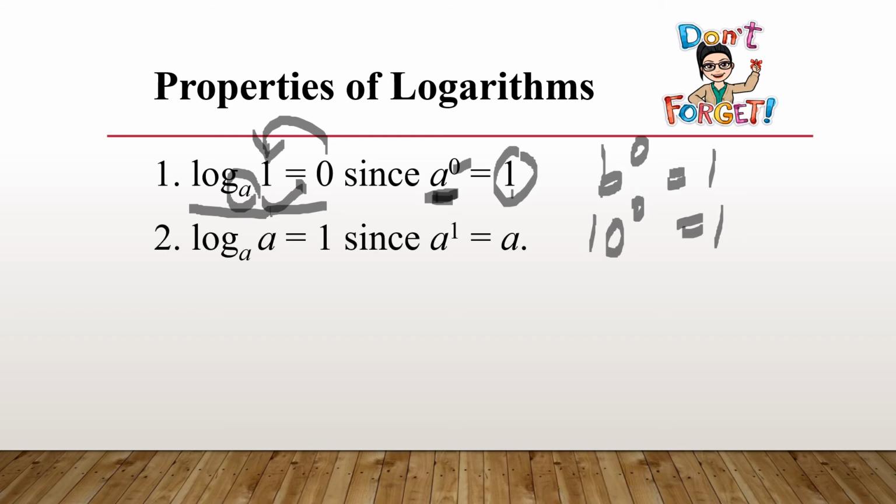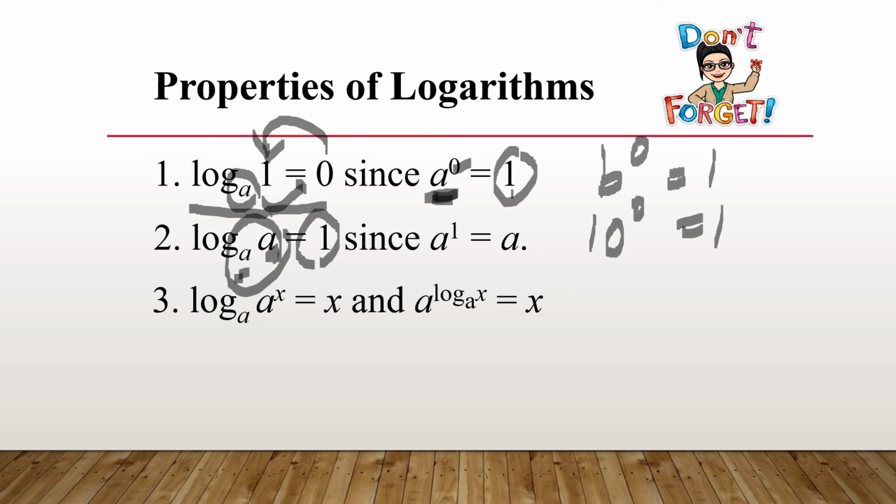So property number 1 is really valid. Next, property number 2, logarithm of a to base a is equal to 1. What is the hint here? As long as you have the same base and the same number here, the answer is always 1, since a raised to 1 is equal to a. A number raised to 1 is the number itself. So number 2 is a valid property.